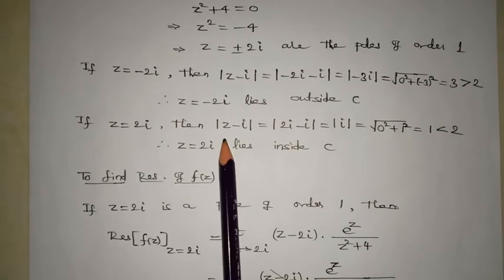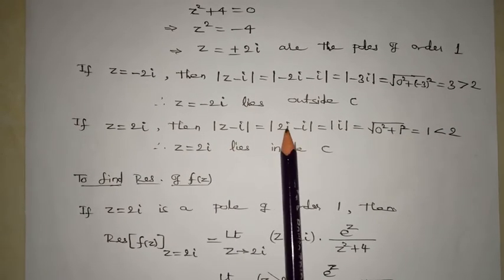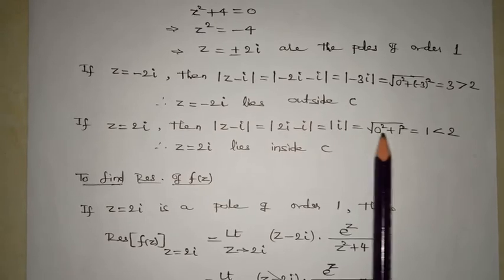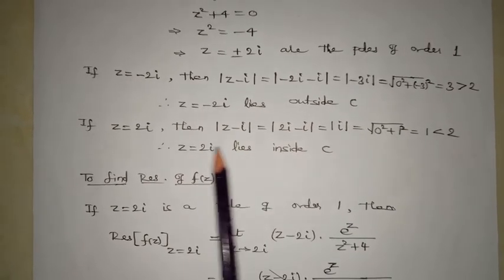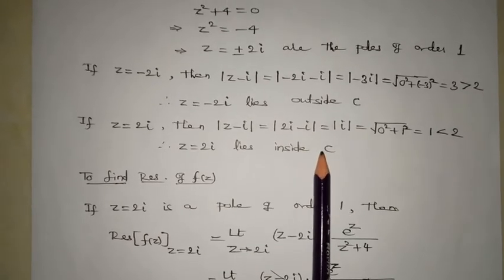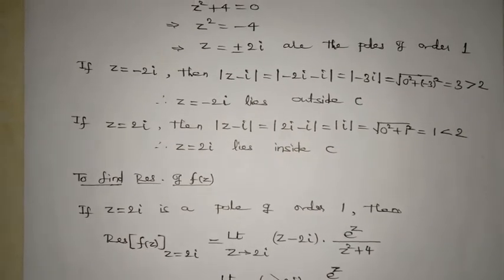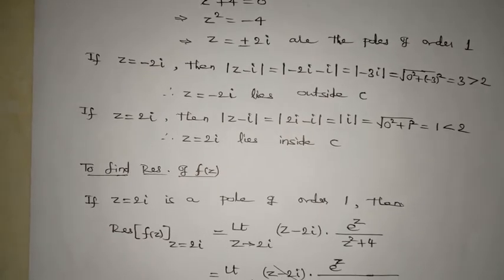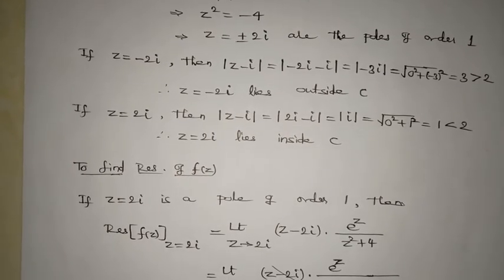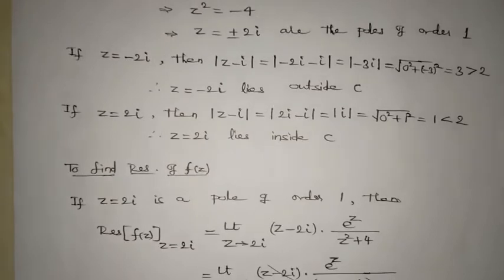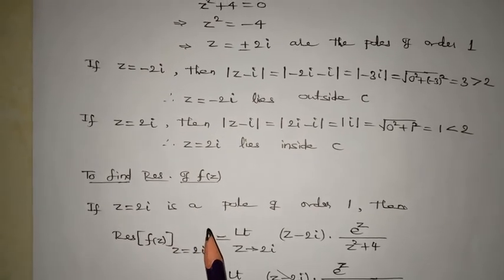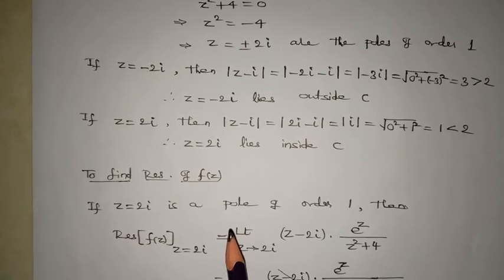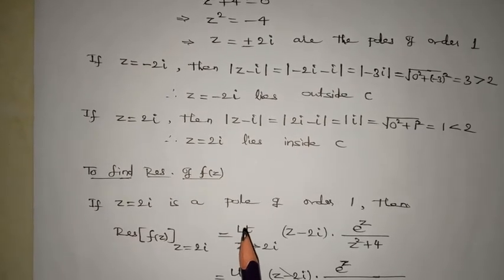Whereas for z equal to 2i, 2i minus i, which is i, gives modulus 1, which is less than the radius. So z equal to 2i lies inside C. In the first problem, only one point was inside. In the second problem, both points were inside. Again in this problem, only one point is inside. There are two poles, but one is inside and the other is outside.